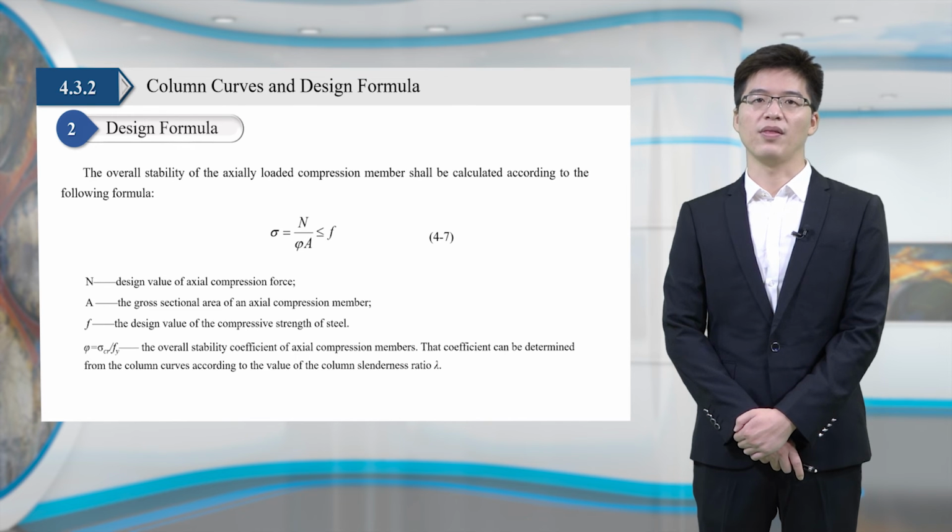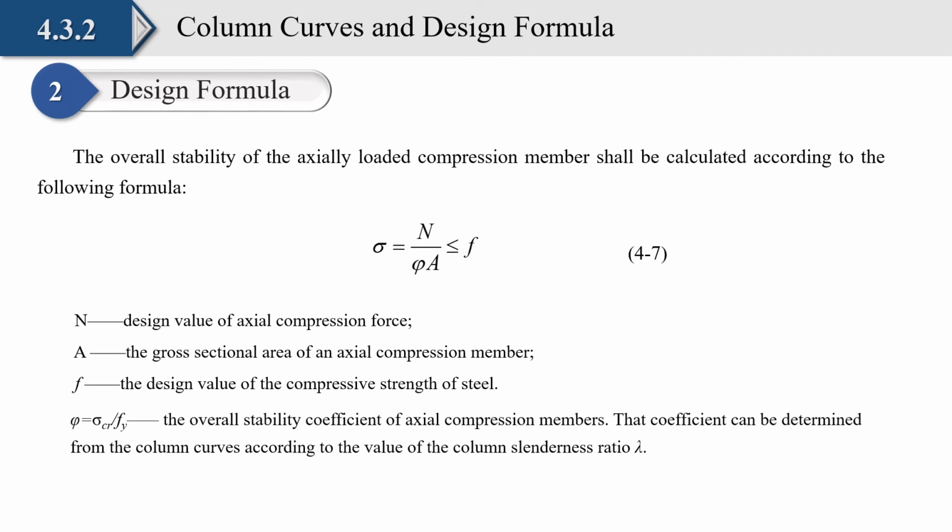In equation 4-7, N is the design value of the actual compression force, and A is the gross sectional area of the compression member. f is the design value of the compressive strength of steel. Phi is defined as the ratio of critical stress sigma CR to steel yield strength fy, which is called the overall stability coefficient of axial compression members. This coefficient can be determined from column curves according to the value of the column slenderness ratio lambda.